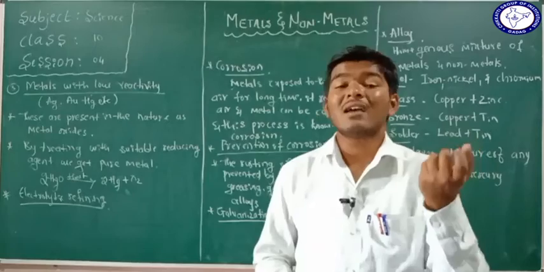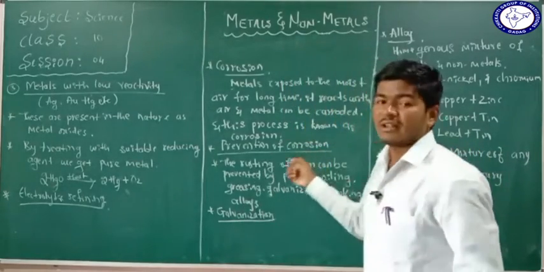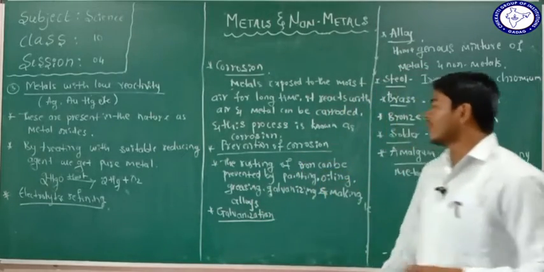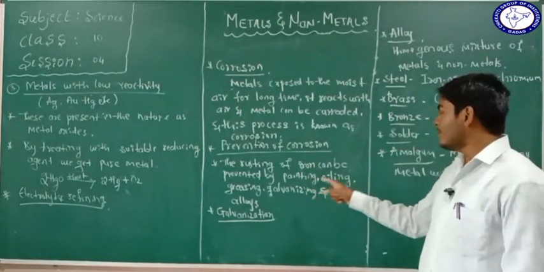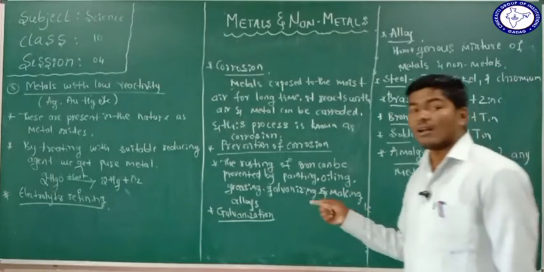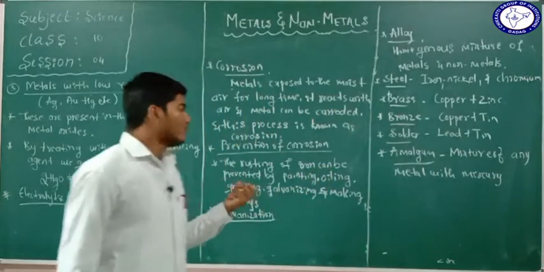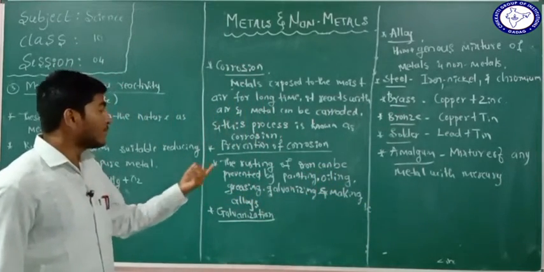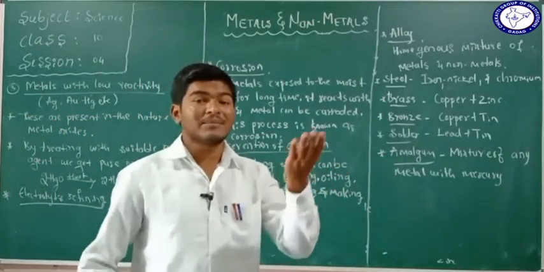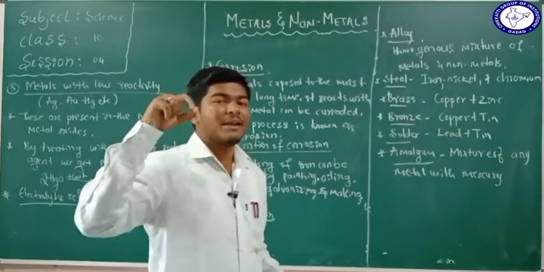So what precautions do they take to prevent the corrosion? The rusting of iron can be prevented by painting, oiling, greasing, galvanizing and making alloys. See here how we prevent the corrosion of metals: by painting, oiling. If you look at the metals present in the shops, they paint some light colors, some paints, on the iron rods.